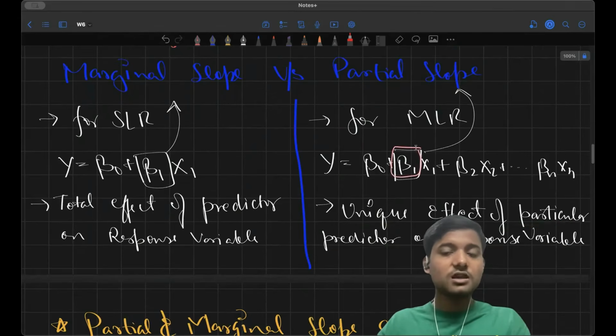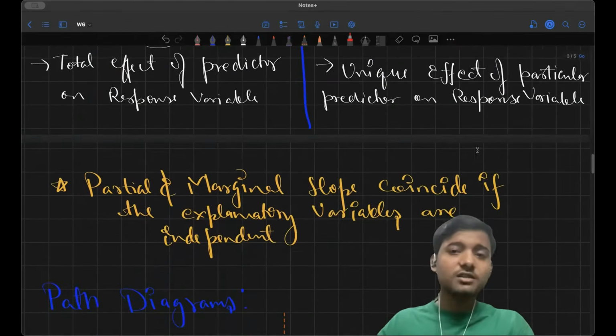So beta 1 is the partial slope for x1. Beta 2 is the partial slope for x2, or you can say with respect to x2, that would be a better notation. Beta 1 is the partial slope with respect to x1. And this is very important.